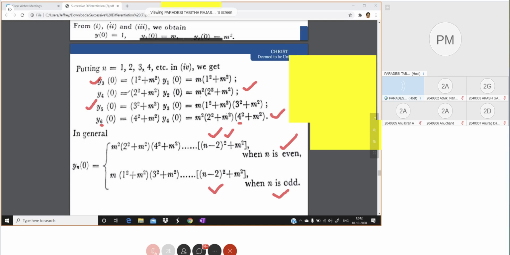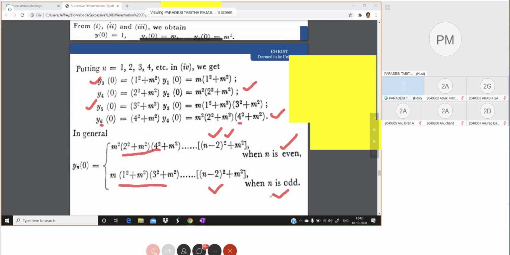For a 5, it is 3 square, the last term. For an n, it is n minus 2 square. The only difference is these terms are different from these terms. But we are able to see that there's a pattern. So when n is even, this is the answer. When n is odd, this is the answer.